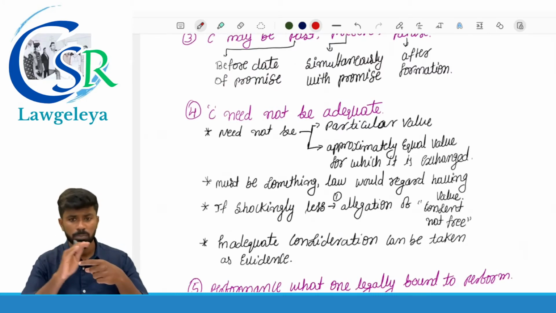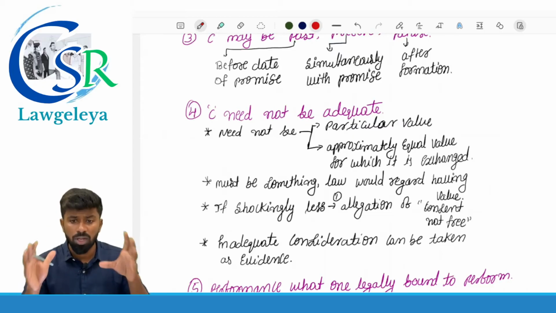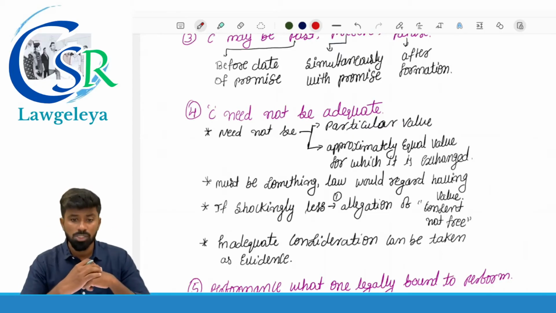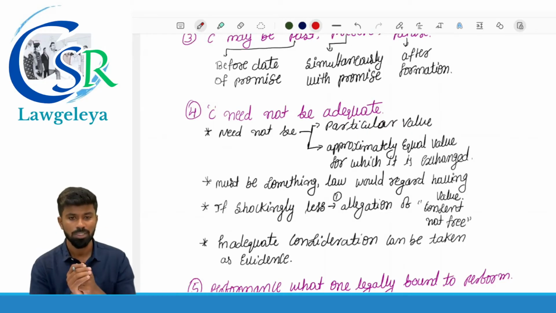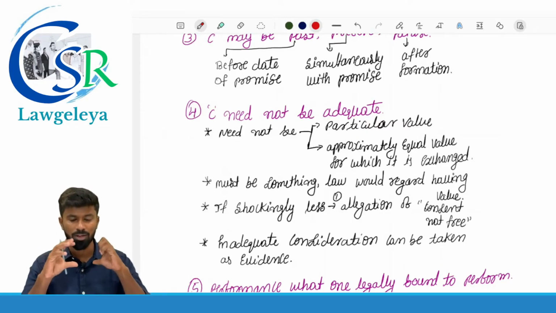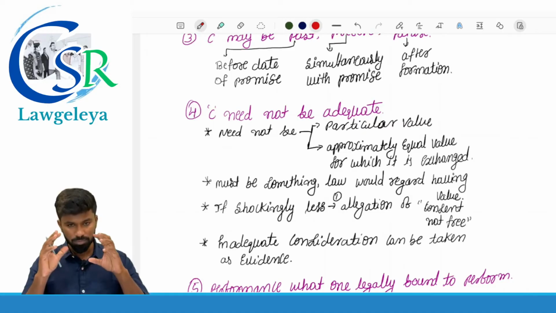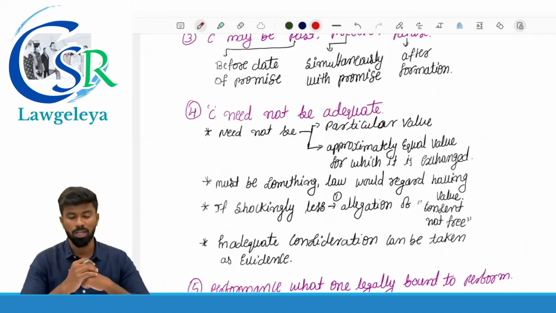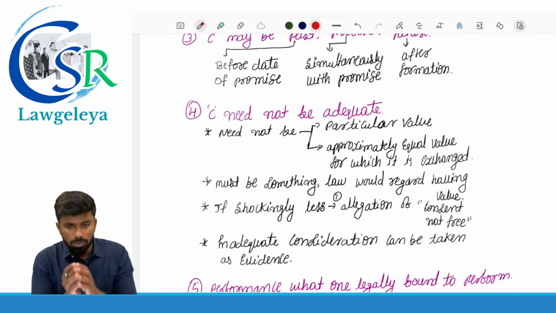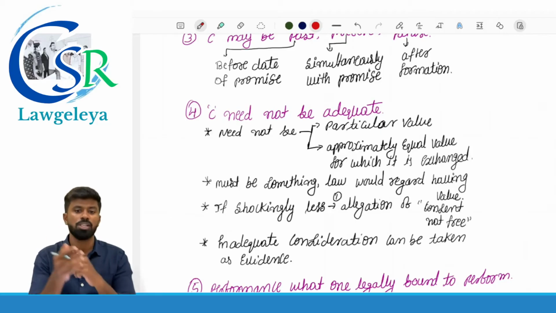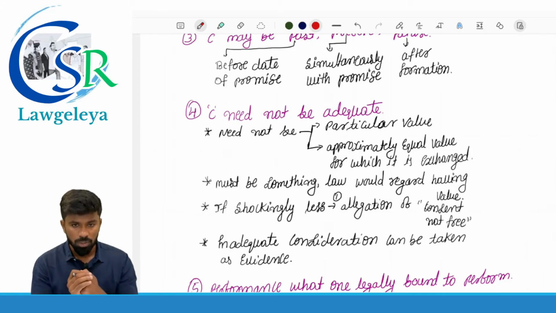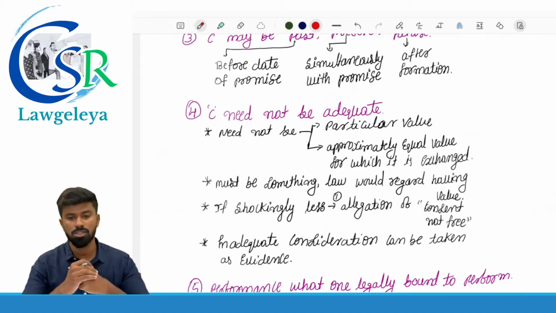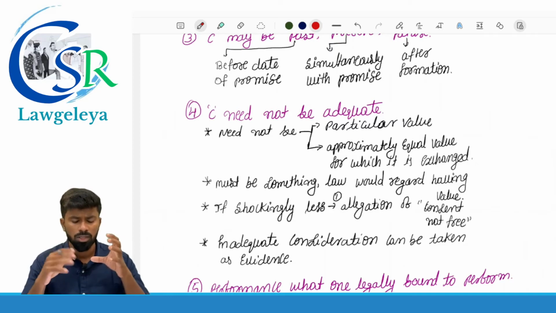Consideration need not be of particular value or approximately equal value for which it is exchanged, but must be of something law would regard as what? Having value. So, interesting framing of words. It need not be of particular value, need not be of approximately equal value for which it is exchanged, but must be of something which law would regard as having what? Value.